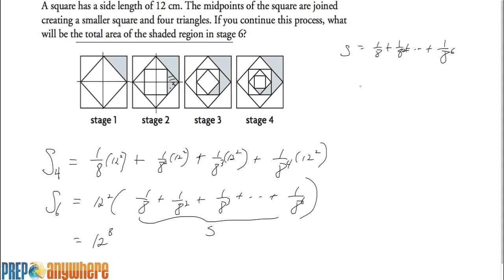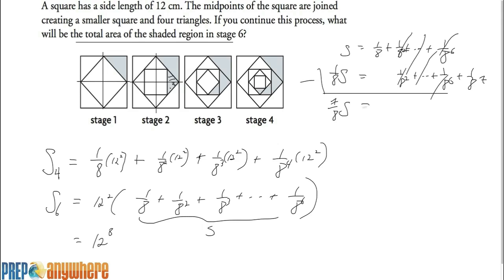The way we do that is we multiply the S by the common ratio, which is 1/8, and we're going to get 1/8 squared. The term before this will become 1/8 to the power of 6, and this will become 1/8 to the power of 7. And what we do is we subtract it, and every term in the middle will get cancelled out, and we have 1 minus 1/8, which is 7/8. S will equal 1/8 minus 1/8 to the power of 7.